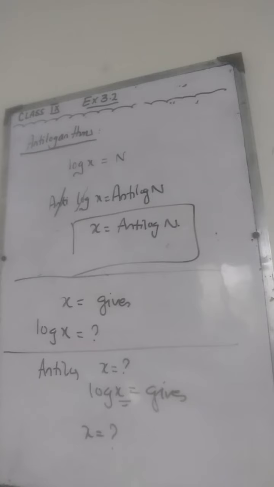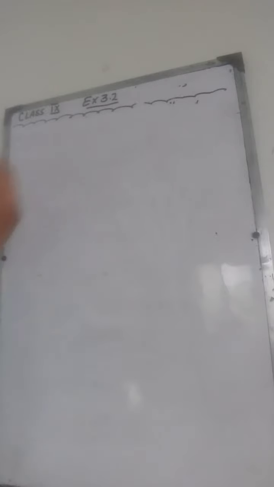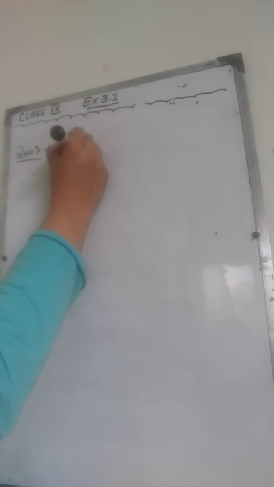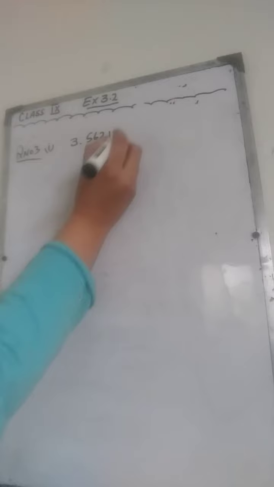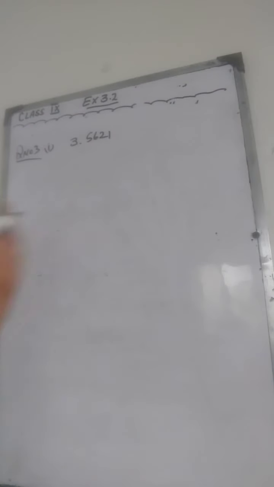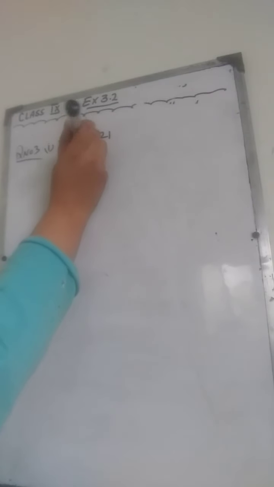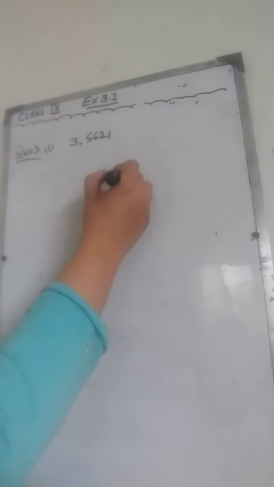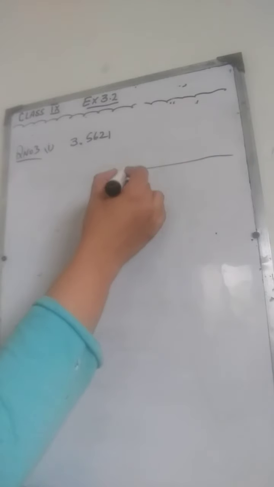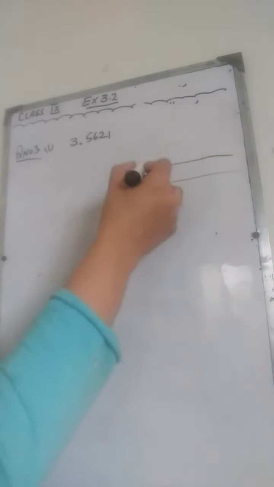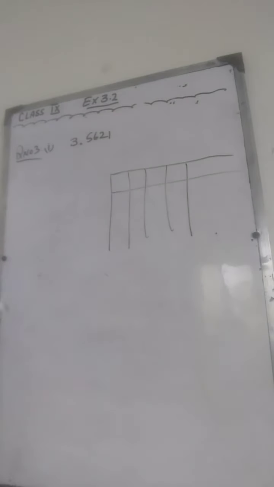For example, let us do question number 3, part 1 and 2. Question number 3, part 1, you have to find the antilog of this number. The first part is 3.5621. Now we are going to find out how to find the antilog of this number by using tables. First of all, in antilog, the method is almost the same, but we have these tables of antilogarithms.